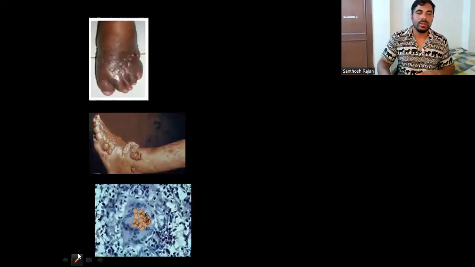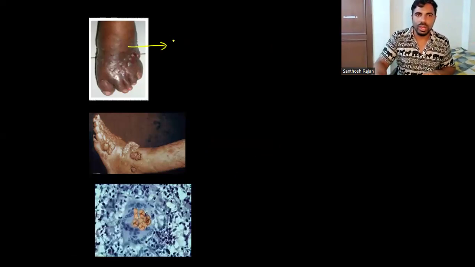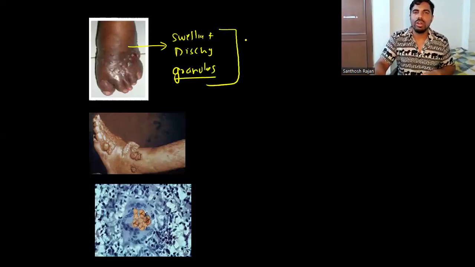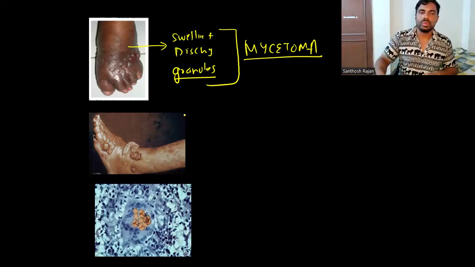Okay, now next one. If you see here, this is a swelling plus discharge, and you have granules, different types of granules will be there. What is this disease? This is characteristic of mycetoma. Mycetoma can be actinomycetoma or eumycetoma. Actinomycetoma is bacterial; eumycetoma, E, and after E comes fungi. So that I'm not going to talk about. But one thing I want to talk about is this.